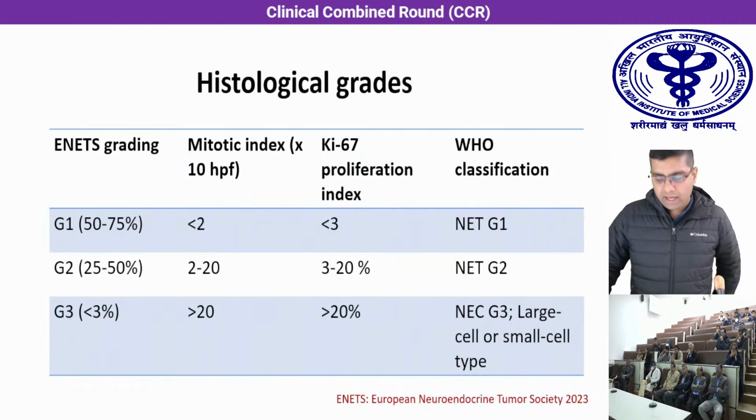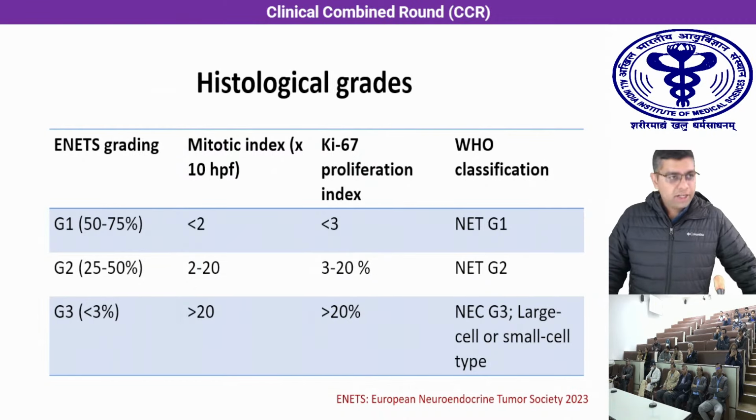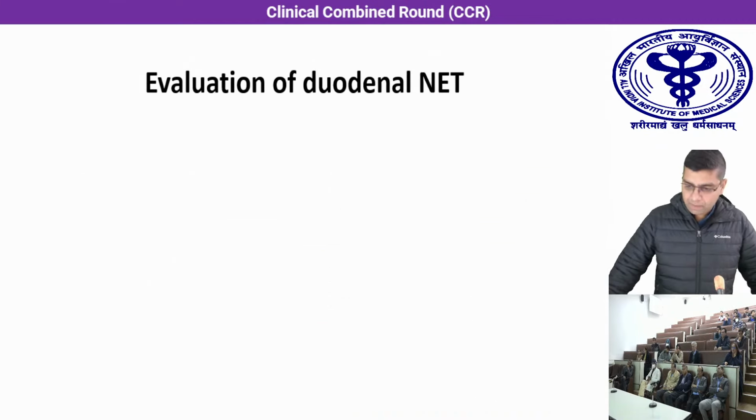Histological grading is followed as provided by WHO. These tumors are divided into 3 grades, grade 1, 2, and 3, according to the histopathological features of mitotic index and Ki67 proliferation. The grade 3 tumor, which has a high malignant potential and high risk of metastasis, is also called neuroendocrine carcinoma.